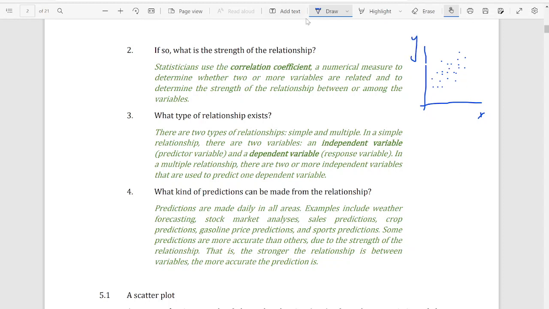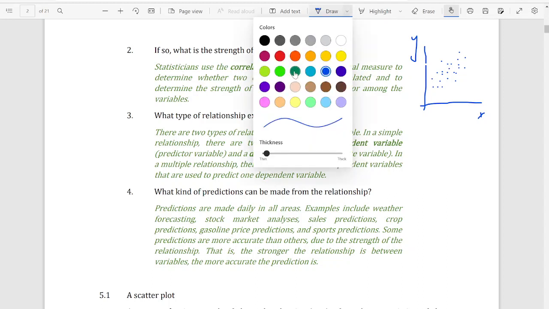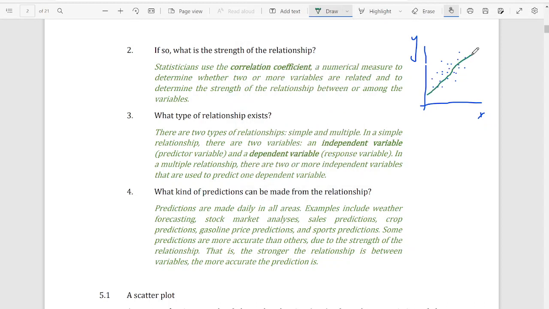Okay, so kalau kita boleh lukiskan garis, let's say we have a point over here, we can draw a straight line across this. So you can see that the line is positively sloped. It is increasing. So ini yang dikatakan sebagai positive relationship. Okay. Meanwhile, kalau negatif dia terbalik lah. Alright. So that is in term of the strength.